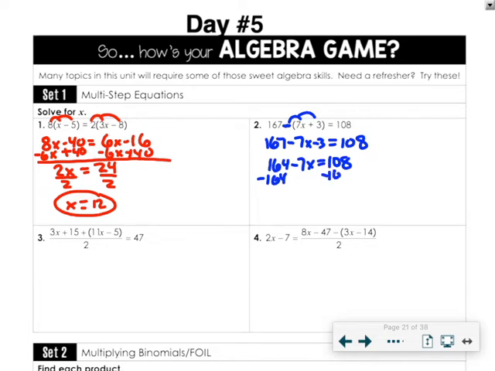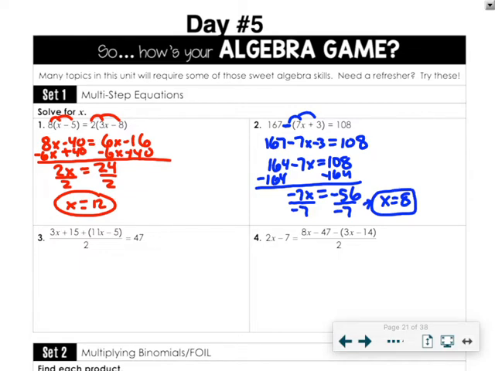That'll give us a negative, but no big deal, because we have a negative 7 on this side anyways. So negative 7x equals, if you do 108 minus 164, negative 56. Divide both sides by negative 7. X is going to be a positive number, negative divided by negative, so it's going to be positive 8.